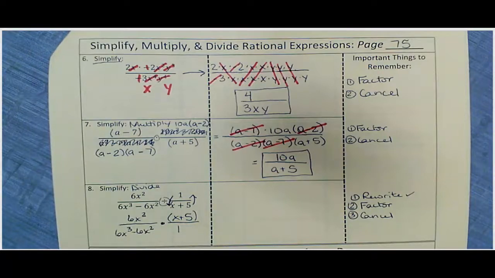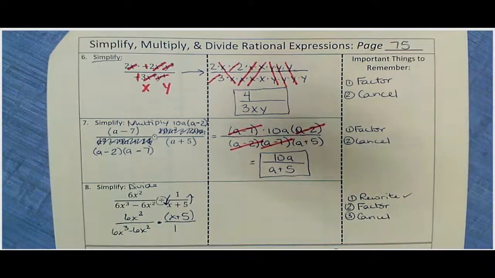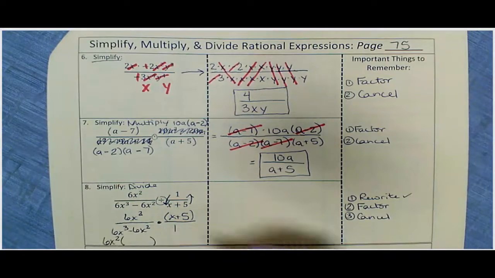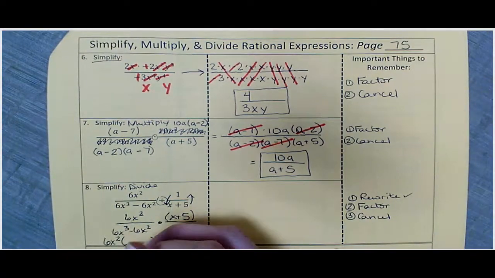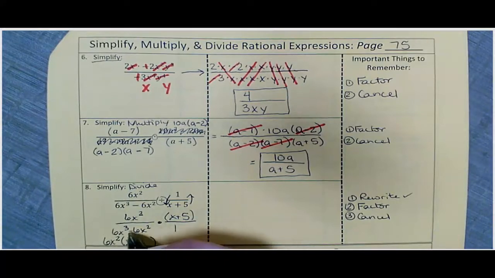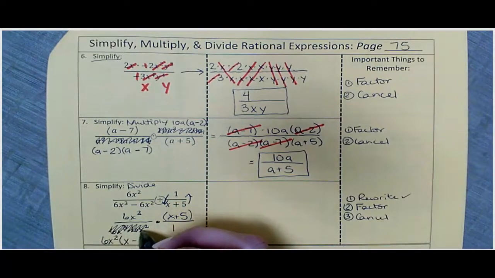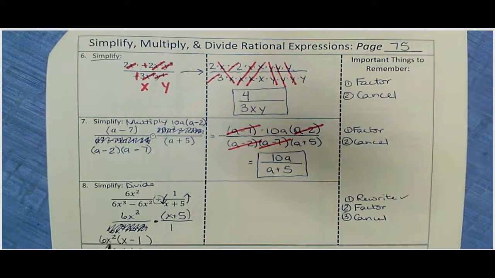So I think, it's a binomial. What's the greatest common factor that can come out of both of those terms? And the answer is 6x squared. So 6x cubed divided by 6x squared is x, and minus 6x squared divided by 6x squared is really minus 1. So this has turned into this.